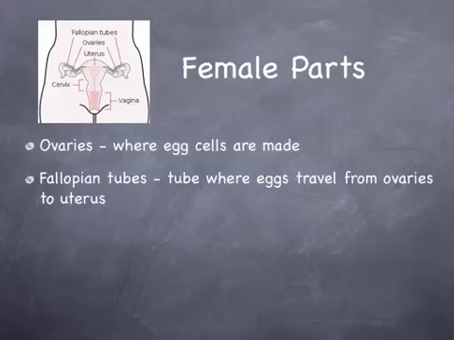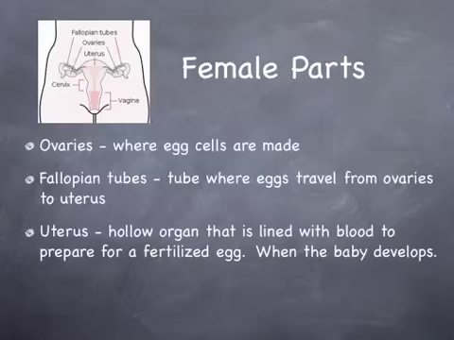The second part is called the fallopian tube, and the fallopian tubes are, one end is very, very close to the ovaries, not quite connected, but close to connected, and the other end of the fallopian tubes is connected to the uterus. And so the tube is the place where the eggs travel from the ovaries to the uterus. Uterus is an organ. This organ is usually lined with blood, and the blood helps cushion the baby during development and feed it nutrients.